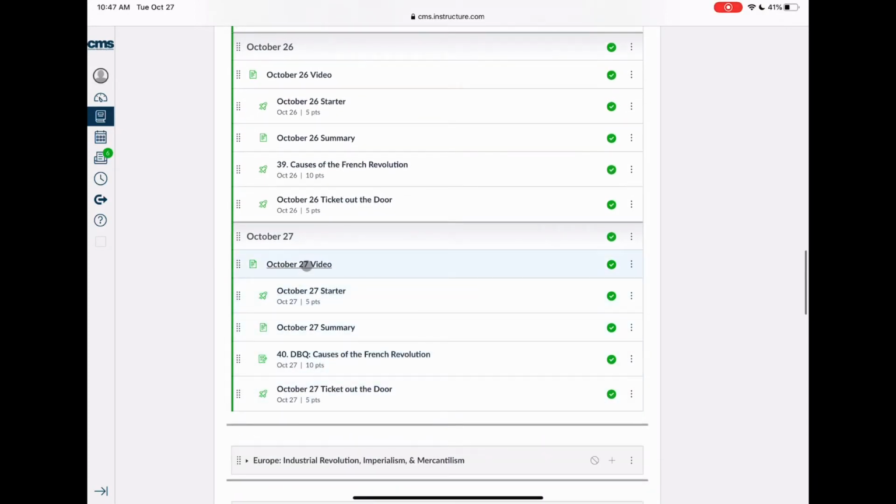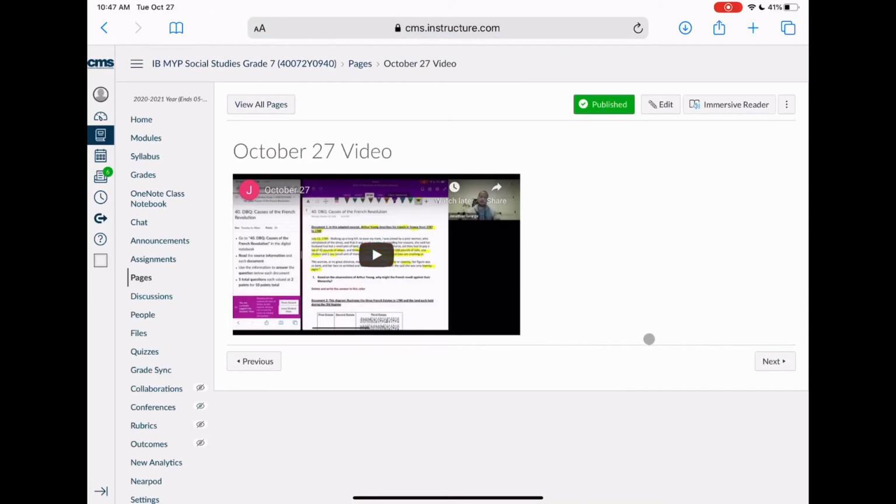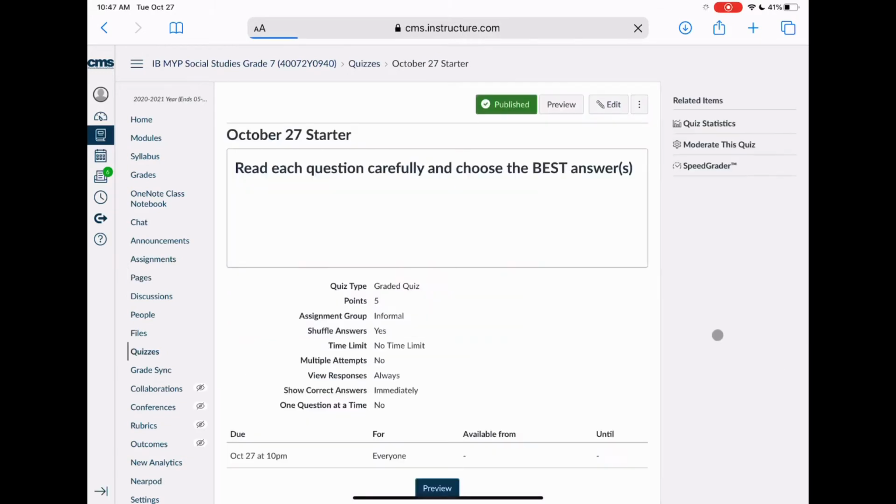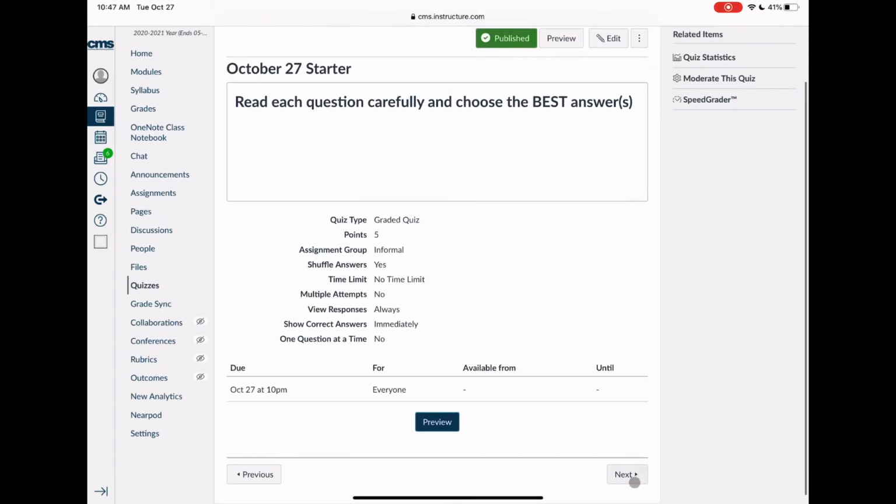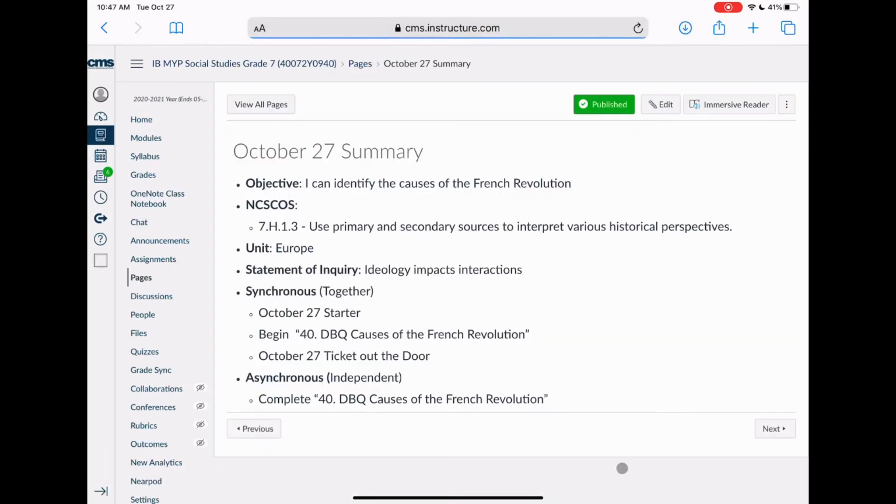So I'm actually going to go through this day quickly just to kind of give you an idea of how this works. So you have video, that goes through literally the entire lesson. Starter, which is going to be review questions. Then you have the summary page, talks about what we're going to do that day. Identify causes of the French Revolution, our objective, our standard that we're using, Europe as the unit, statement of inquiry. The synchronous work is work that we do in class during the live lesson. So we have the starter, begin page 40, and then the ticket out the door before students leave.